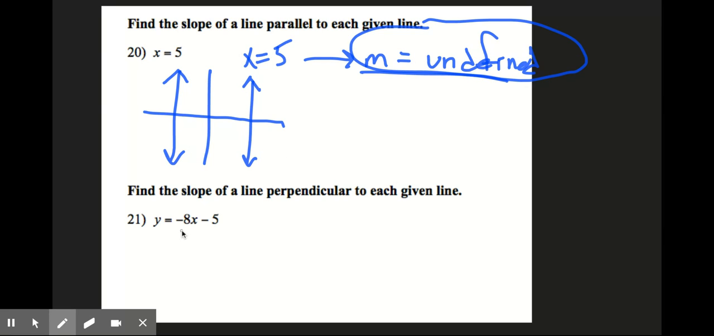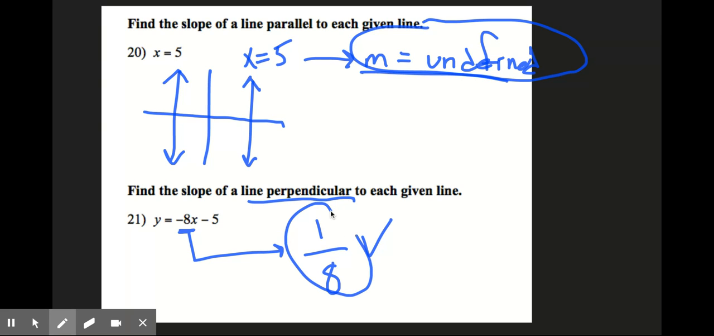This one a little more straightforward. We're just practicing the ability to take the opposite reciprocal. I know it's opposite reciprocal because I see the word perpendicular. So negative 8, I'd flip it over to 1 over 8, and I go from negative to now positive. And that's my answer.